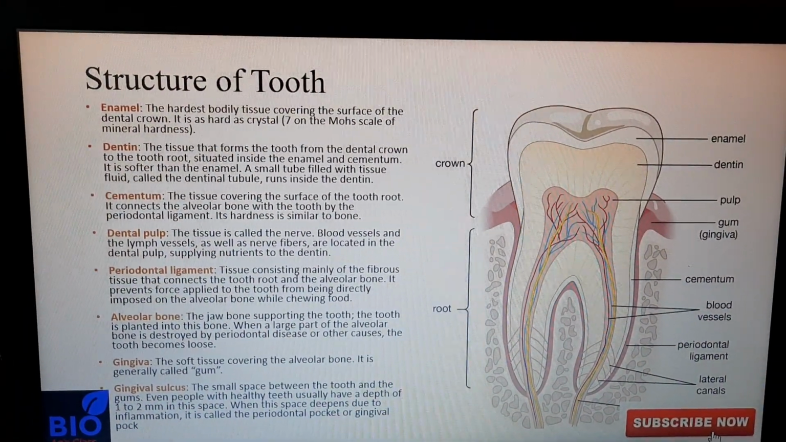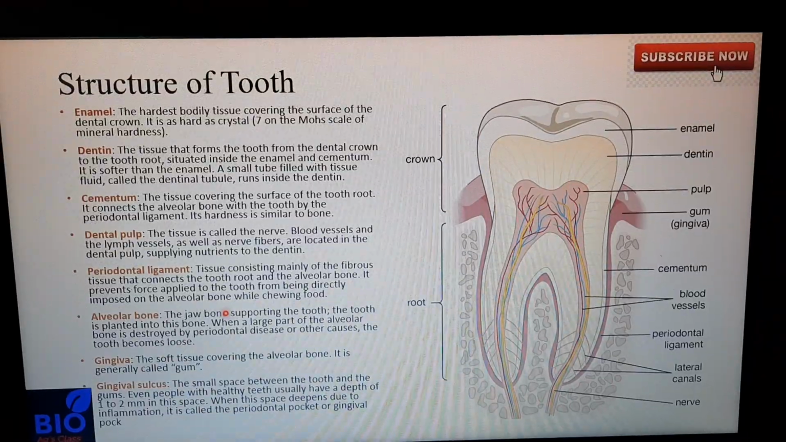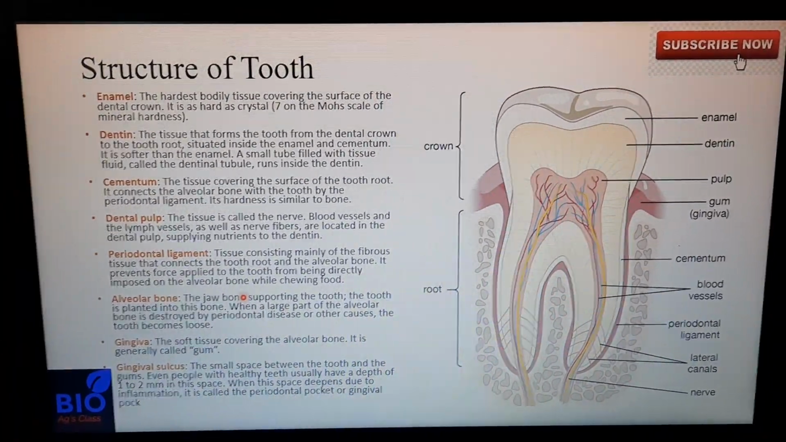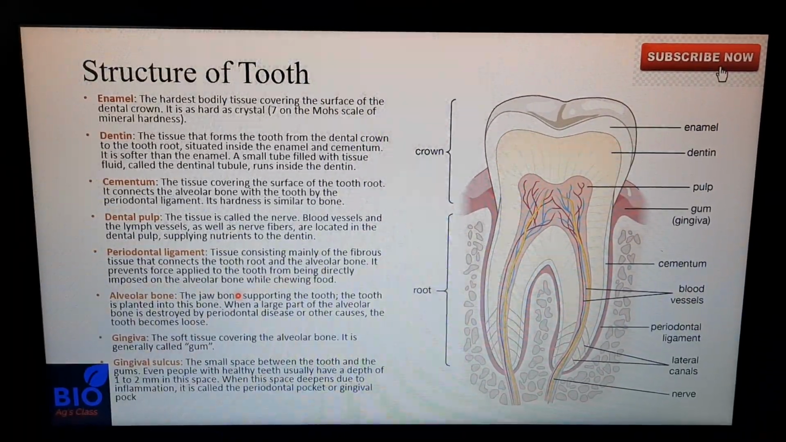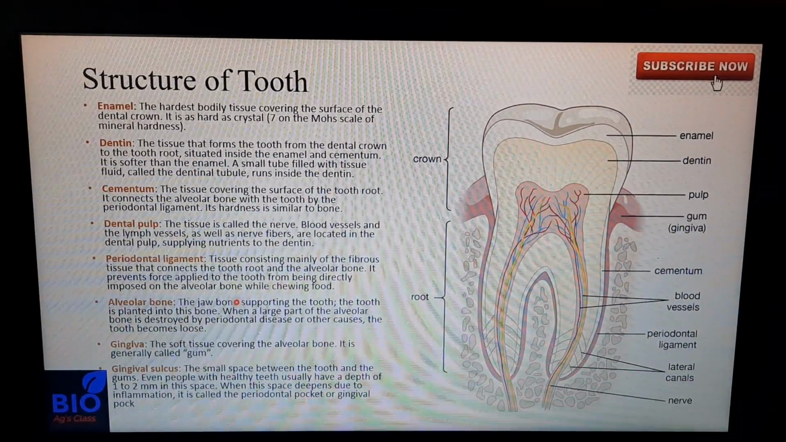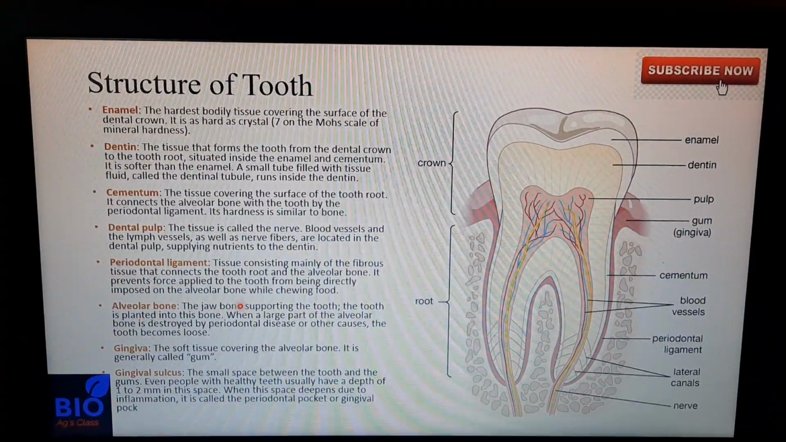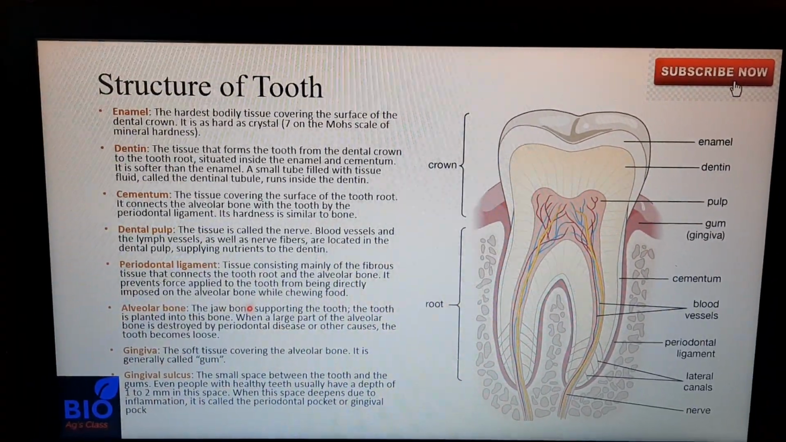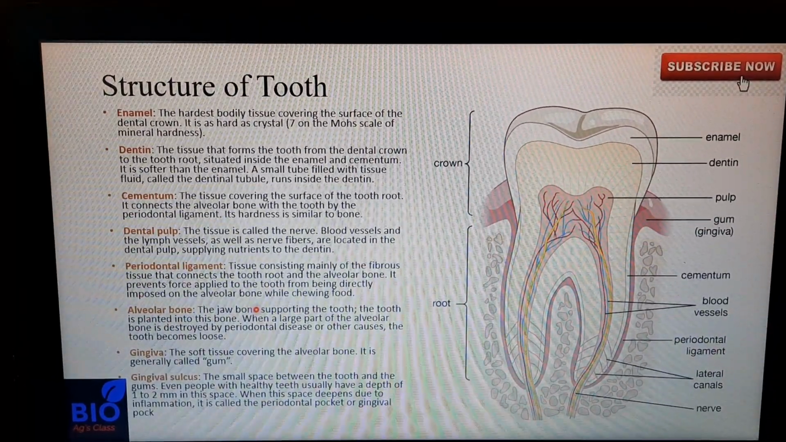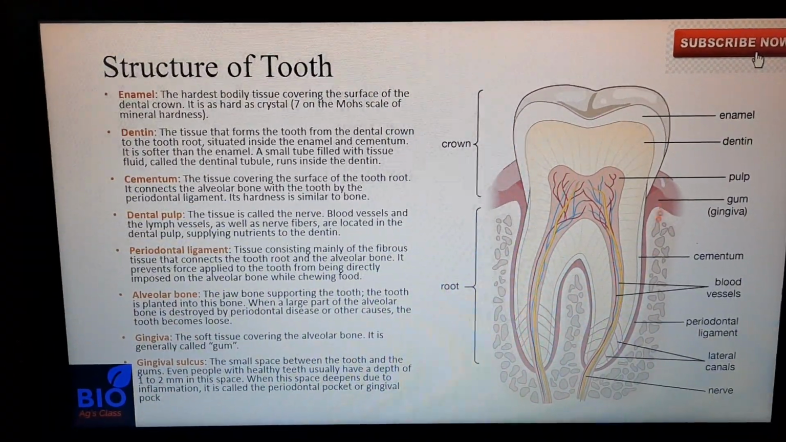Here we are going to discuss the structure of the tooth. There are teeth in our mouth. There are four kinds of tooth we have: incisor, canine, premolar, and molar. Tooth is the hardest part of our body, and we have 32 in an adult person, 16 in each jaw, and the structure of a tooth looks almost like this.